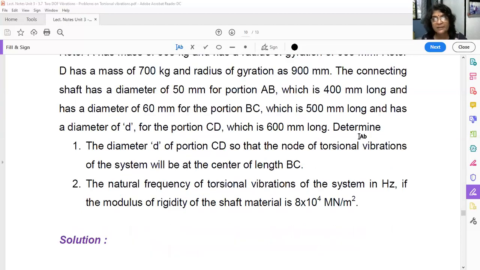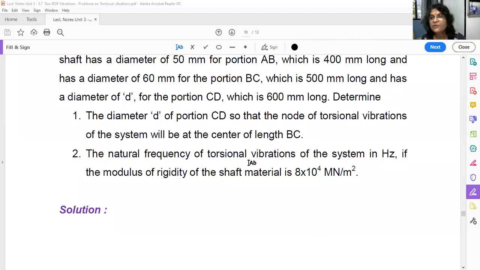Determine the diameter D of the portion CD, that means D3, so that the node of torsional vibrations of the system will be at the center of length BC. And secondly, we have to find out the natural frequency of torsional vibrations of the system in hertz. That is F, we are supposed to find out. And the modulus of rigidity of the shaft material is 8 into 10 raised to 4 mega Newton per meter square. So mega means 10 raised to 6. So 10 raised to 6 into 10 raised to 4, that is 10 raised to 10. So it is 8 into 10 raised to 10 Newton per meter square.